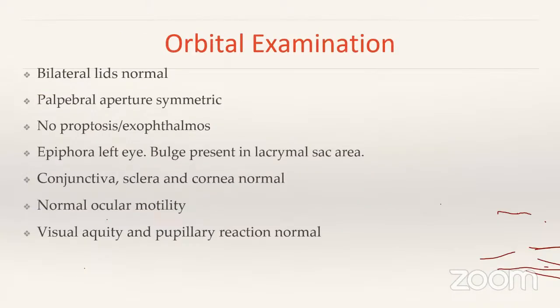Next is orbital examination. Bilateral lids are normal. There is no inflammation or edema. Palpebral aperture symmetric. There is no proptosis or exophthalmos. There is epiphora present in the left eye and a bulge present in the lacrimal sac area. On pressing that bulge, mucopurulent discharge is coming from the punctum area. The conjunctiva, sclera, and cornea are normal. Normal ocular motility, visual acuity, and pupillary reaction.